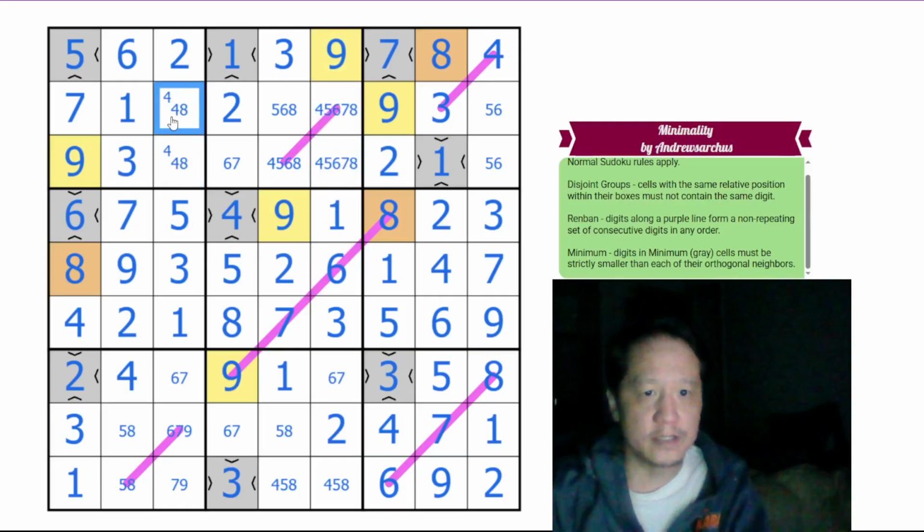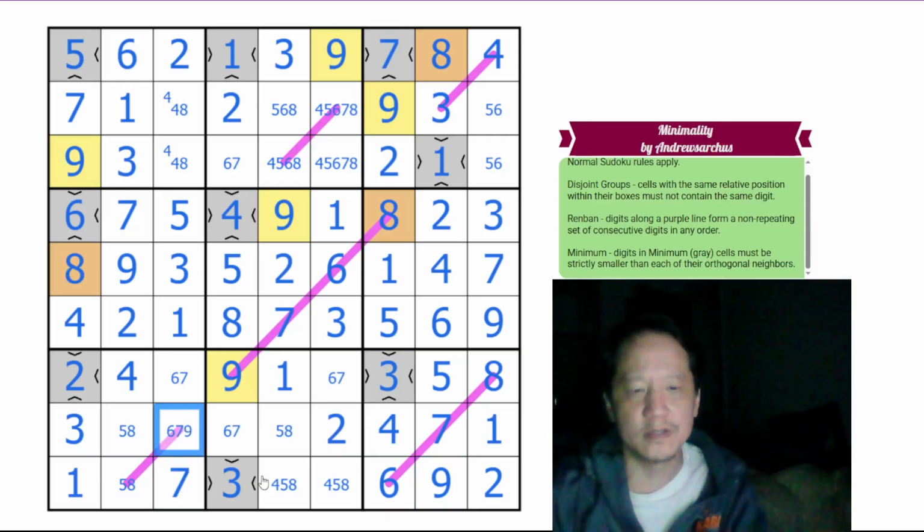This can't be 9. It's 4, 8 as a pair. Where is, well, we don't know. This is 9, so this can't be 9. That's 7, which makes this 6, which makes that 9, which is consecutive with 8.